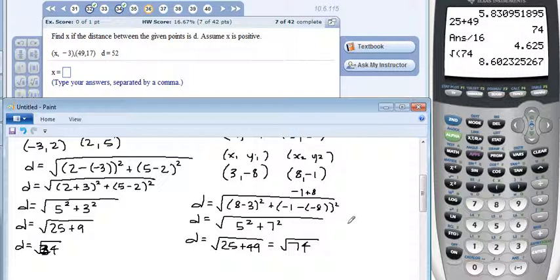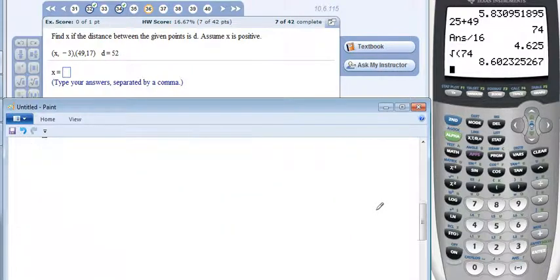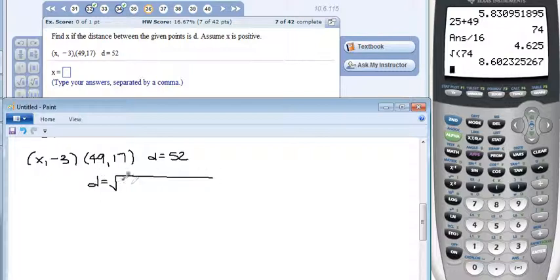Ooh, this one I have to do. Find x if the distance between the given points is d. Assume x is positive. All right. This one's a little different, isn't it? x, -3, 49, 17, and we have the distance is equal to 52. All right, we better get that formula back out here, huh? Okay, so what is it? x2 minus x1 squared plus y2 minus y1 squared. Okay, x1, y1, x2, y2, and d.